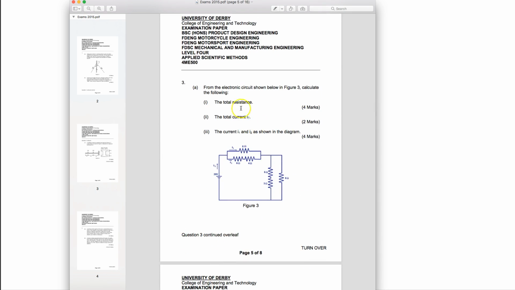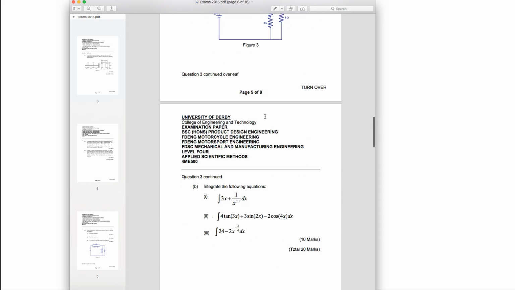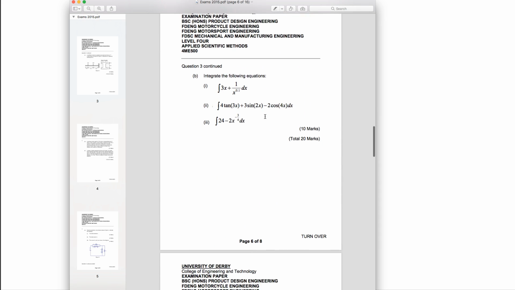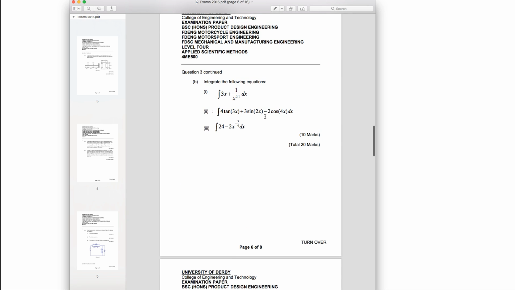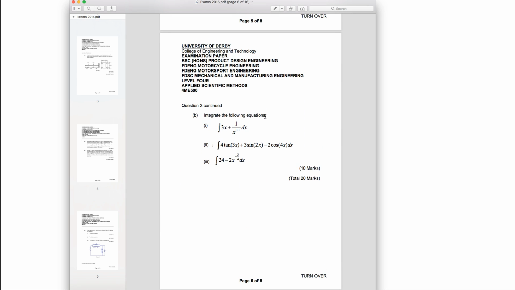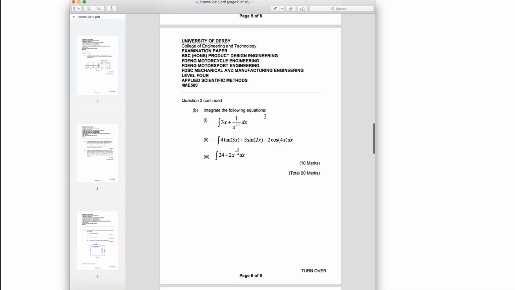Hallelujah, we get a network analysis question. This is what we're talking about. So basically there's 10 free marks there. Good. We got some integration rather. That should be, if you practiced it, another 10 free marks.